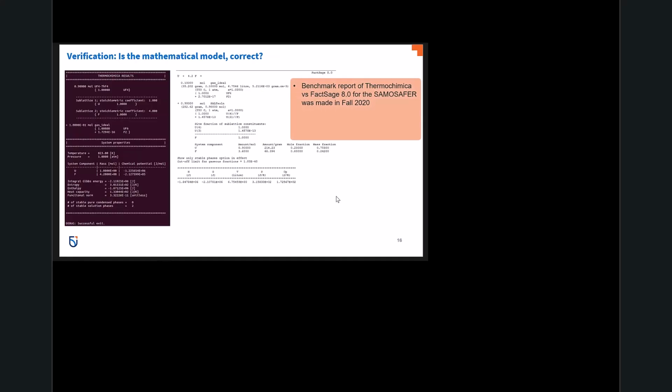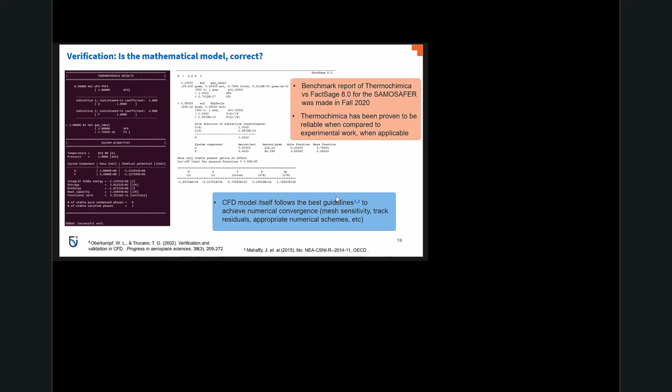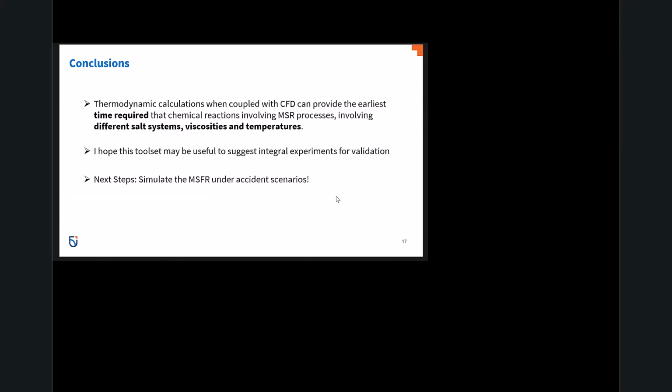I will not have time to talk about the verification. But all thermochemical calculations were verified through a commercial code that can calculate the same calculations. And I followed the best practices from OECD NEA for the multi-phase flow simulations. And in conclusion here, I was able to provide a two-way coupling of molten salt reactor application involving different thermophysical properties on the chemistry side. But I know that in the future that needs to be validated with integral experiments. And then once that is done, I will simulate real application next in scenarios involving a real power reactor.